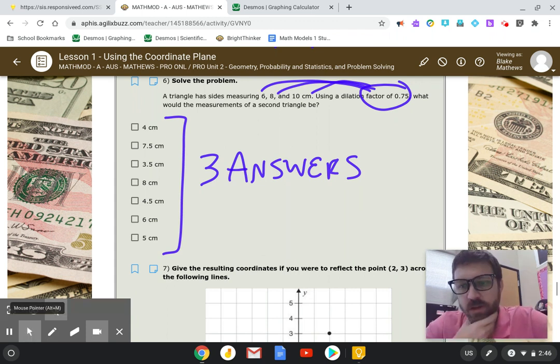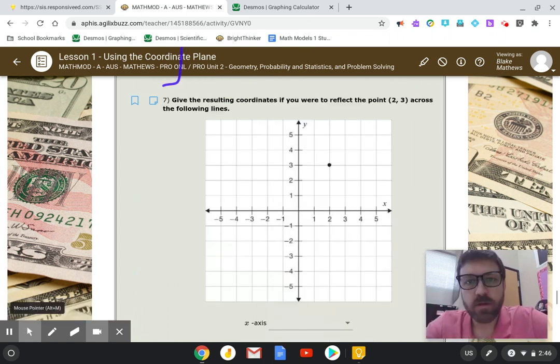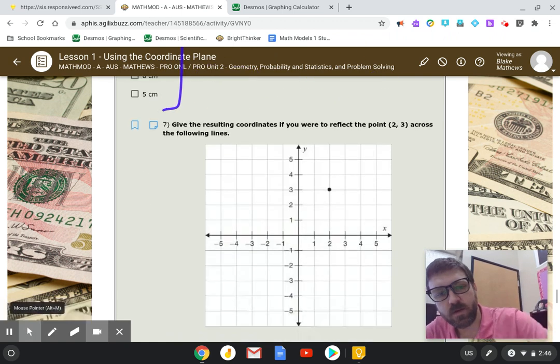The next thing I have a little notes page for. So that's dilation. Now they're looking at reflections. And so the idea here is that we're taking a point and we're saying, what if I took a line, this line right here.